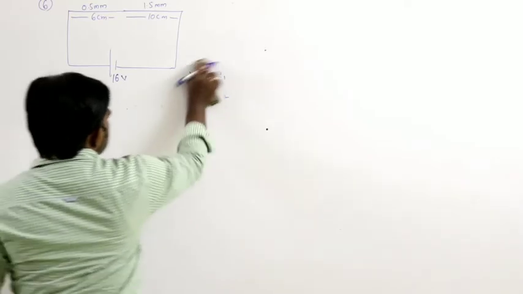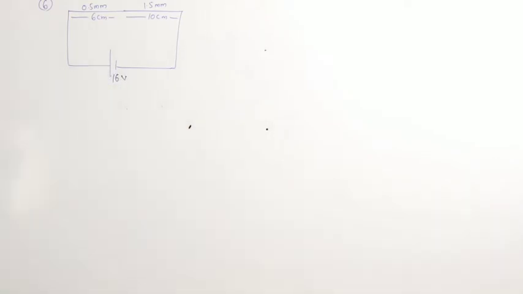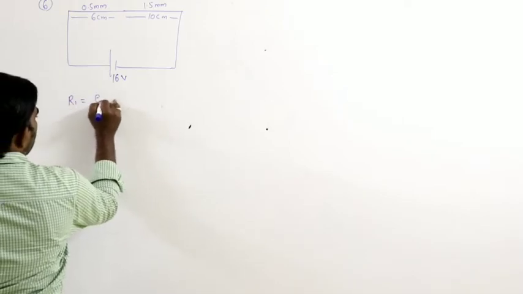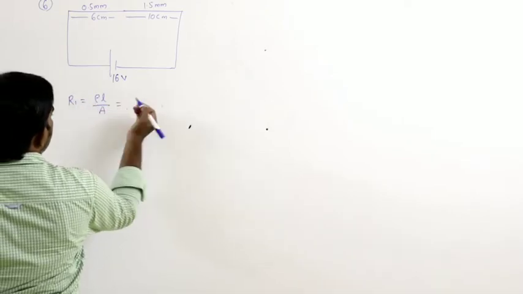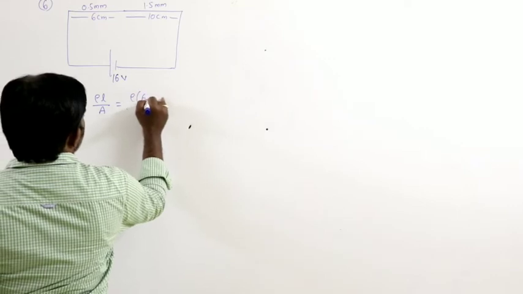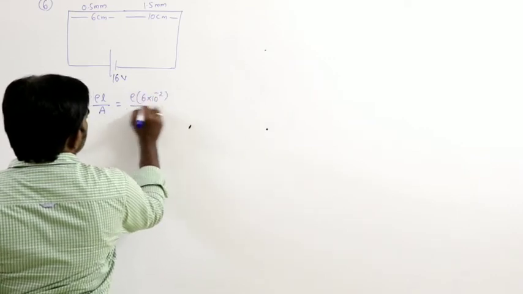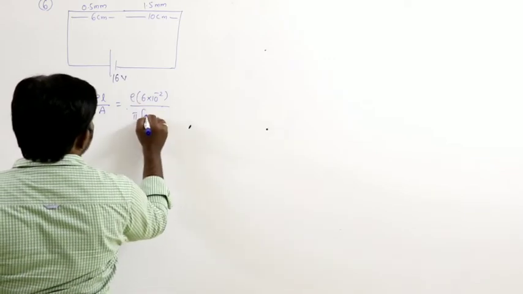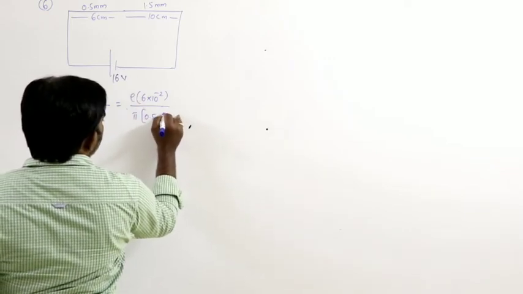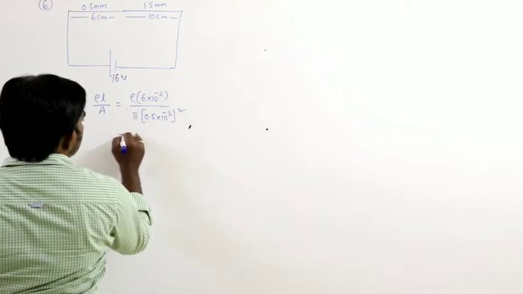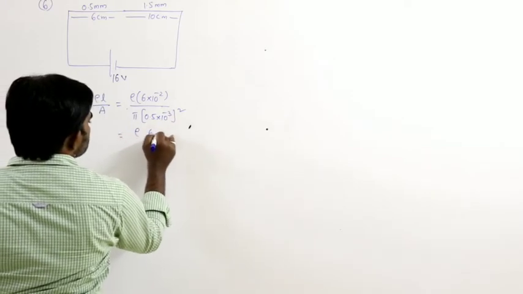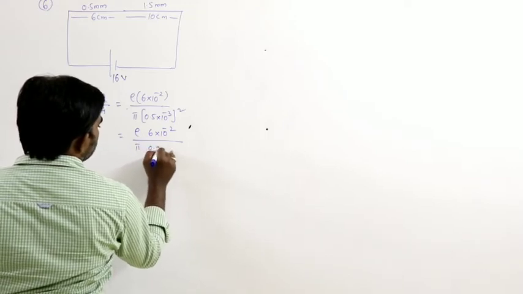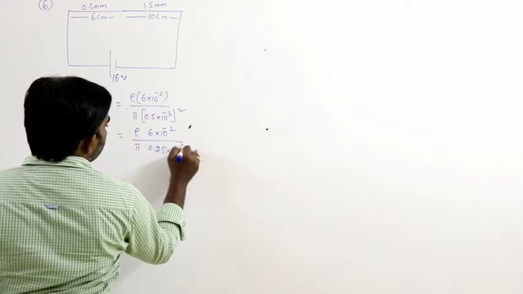This can be written as, first calculate the resistances. R1, the formula is rho L by A. L is 6 centimeters, 10 power minus 2. Area is pi r square. Radius is 0.5 millimeter, 0.5 into 10 power minus 3 whole square. So rho 6 into 10 power minus 2 divided by pi into 0.25 into 10 to the power of minus 6.